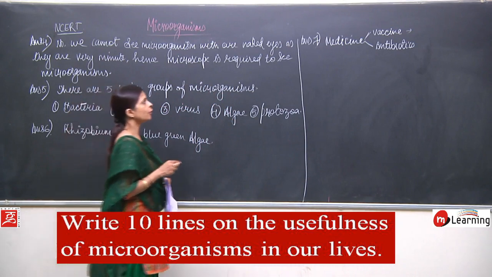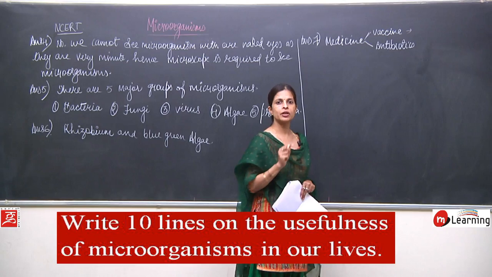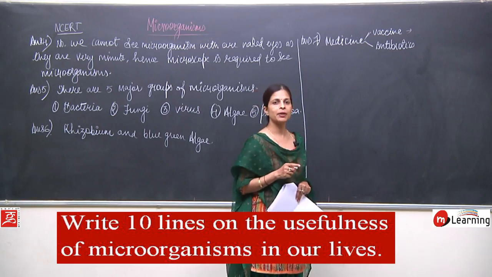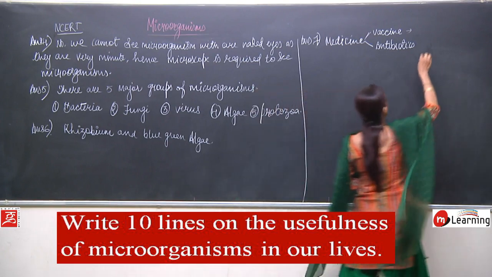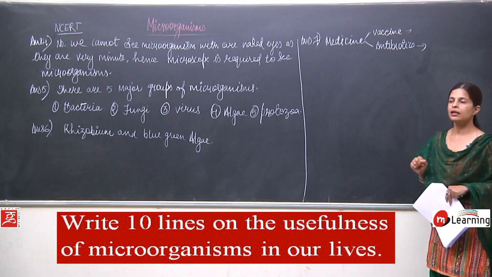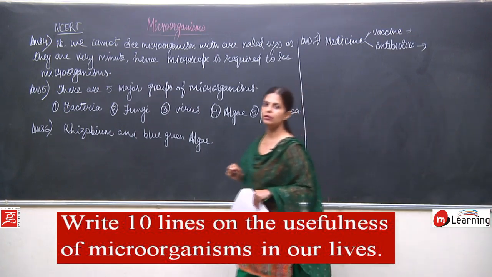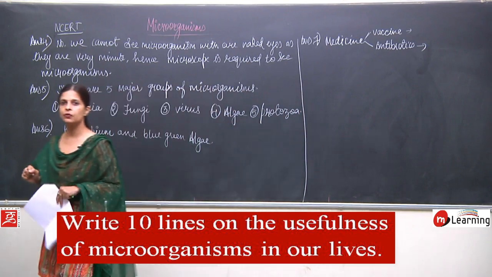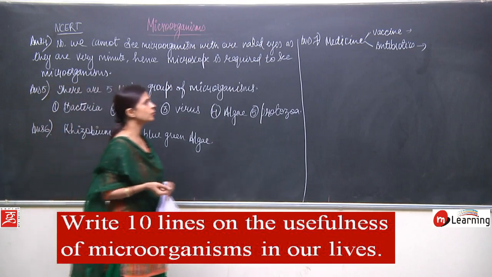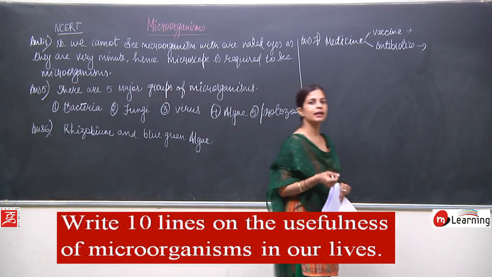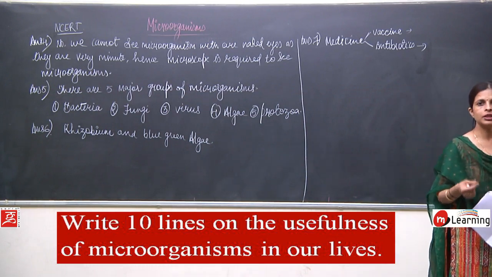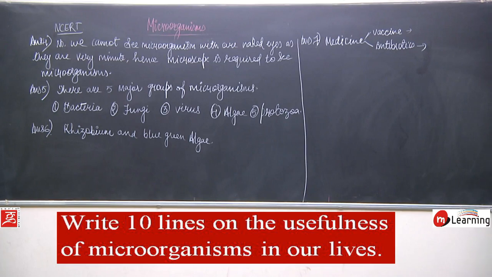But now, when we talk about medicine and the usefulness of microorganisms in the field of medicine, vaccines are prepared and antibiotics are also prepared. Now, antibiotics what and vaccine what? We know penicillin notatum is useful in making penicillin. Now we also know certain streptomycins and many antibiotics are there.